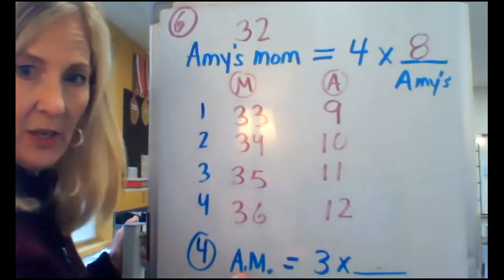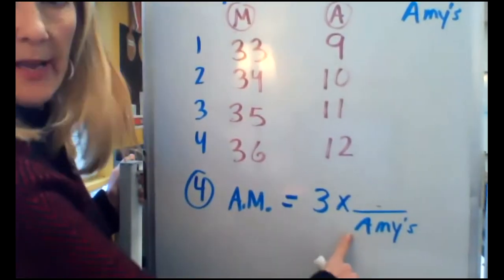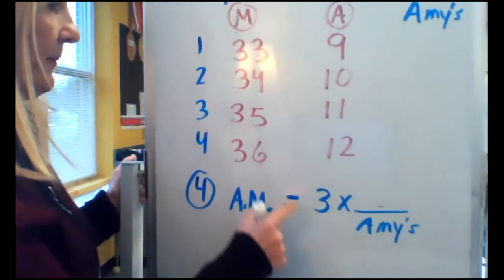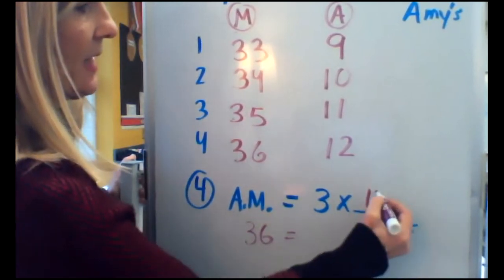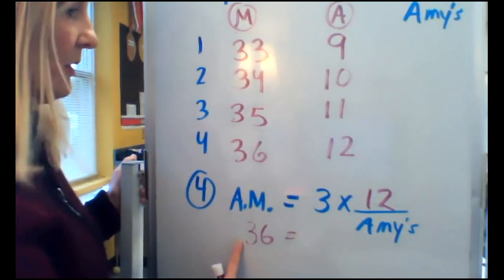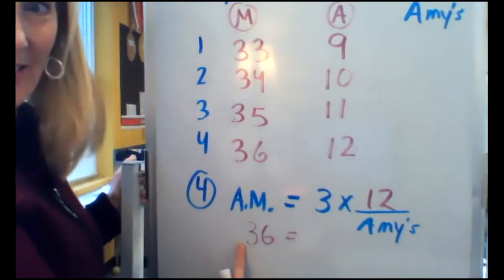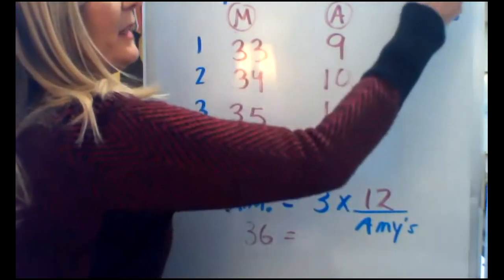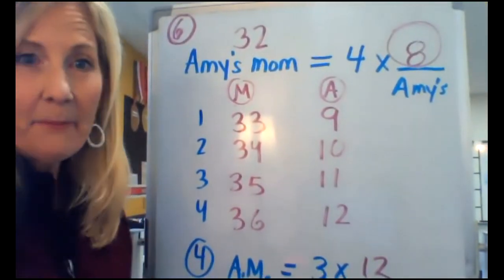I take my information, and I'm going to plug it into this other bit of criteria that we have. I got this from the problem, so I know that this is a true statement. If the mother's 36, 36 is the same as 3 times 12. Is that true? It is. 36 is the same as 3 times 12. So we have found Amy's age at that beginning point.